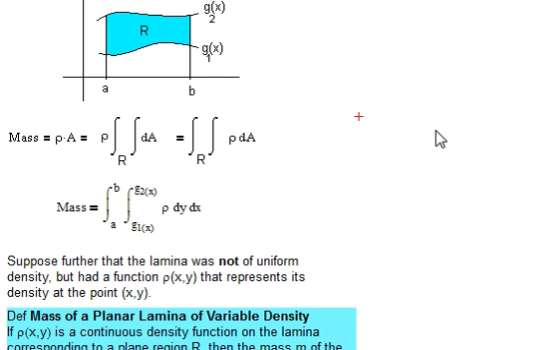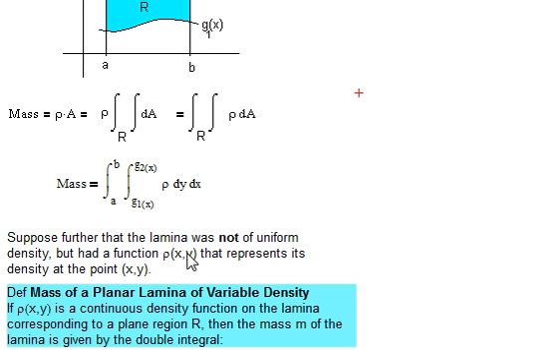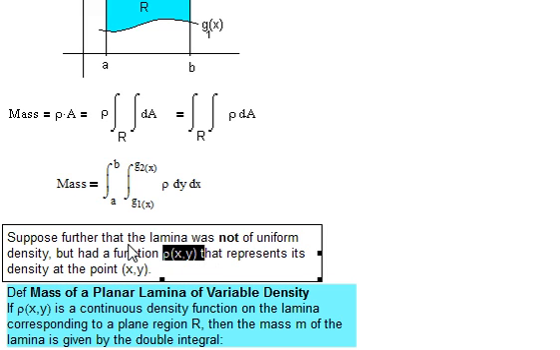But stop and think. A lamina with variable density would behave like an electrically charged plate. Some places there's more charge on the plate than others, so it does actually have some real-world application. So anyway, we have a function rho of x, y that represents the density at a particular point x, y.